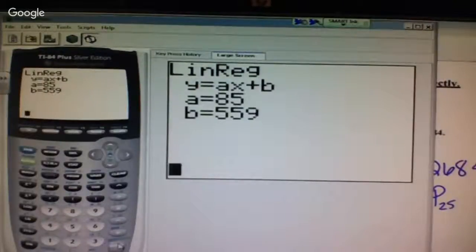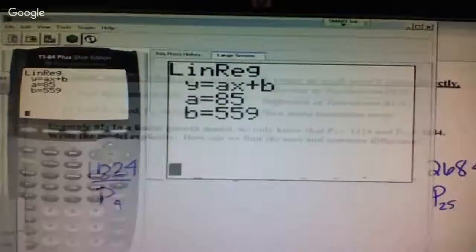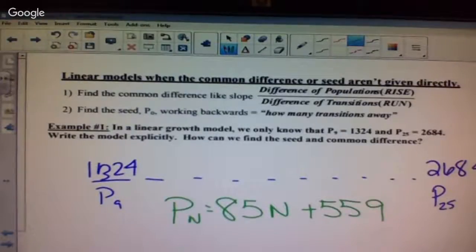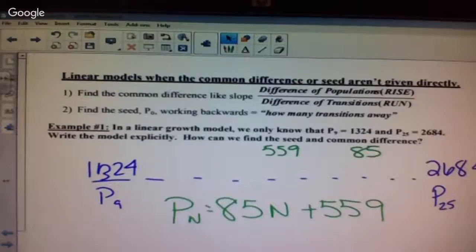Okay? So what this means is if I go back to this screen, my equation is P sub n equals 85n plus 559. Bam, there's your equation. That works every time. I'm proud of you, Miss Smith. 559 is your seed. Oh, this is going to save so much heartache. And 85 is your common difference. 559 is your seed and 85 is your common difference. Woo! I like this. I completely forgot about that. What are you going to tell your third one?